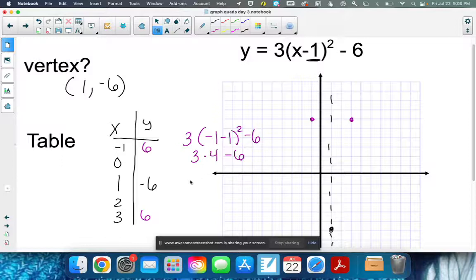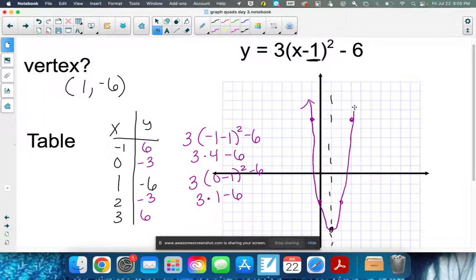All right, so let's substitute in 0. 3 times 0 minus 1 squared minus 6. 0 minus 1 is negative 1, and when you square it, it becomes positive. So this is just 3 times 1 minus 6. And 3 minus 6 should be negative 3 on both of those. So 0, negative 3, and 2, negative 3. And we have that nice symmetric curve. See, same points on both sides. And that's it. That is graphing from vertex form.